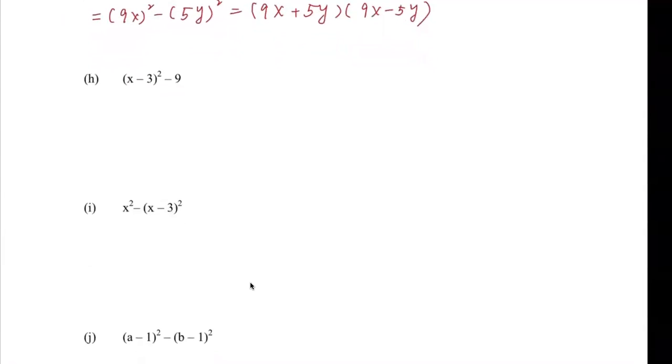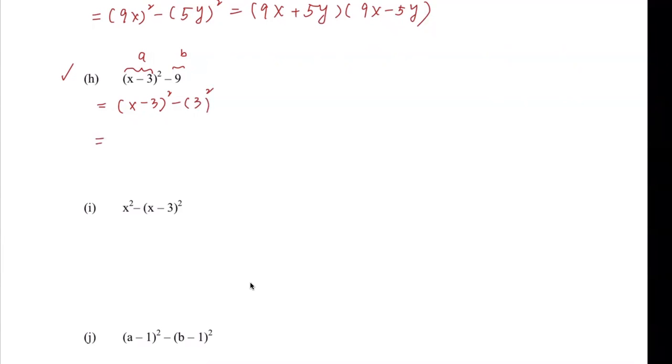Okay. H, x minus 3 squared minus 9. This question is a little bit tricky because here the a is not just one term. A is actually a binomial, but the step is the same. We see x minus 3 as a, and we see 9 as b, right? So x minus 3 squared stays as x minus 3 squared, and 9 can be written as 3 squared, right?